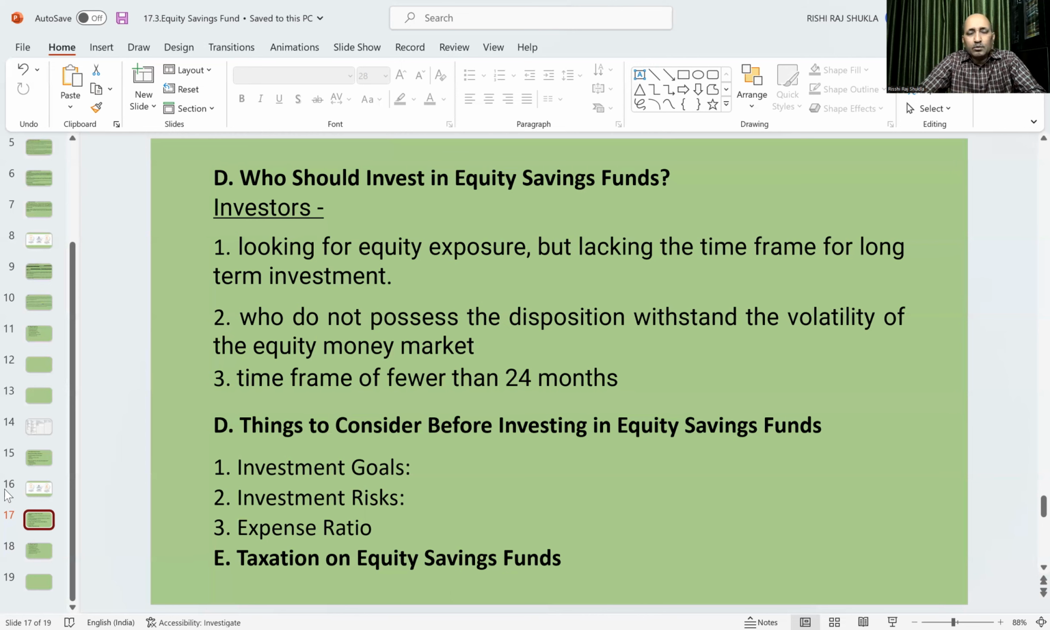And of course, the time frame is around 24 months, but more than 12 months, up to 36 months. So 1 to 3 years in between, ideal for a 2 year time frame, it is best suited. Now, another thing, things to consider before investing in equity savings schemes. First is investment goal. I just told you, if the investment goal is around 2 years plus minus one, that is 1 year to 3 years, it is best suited.